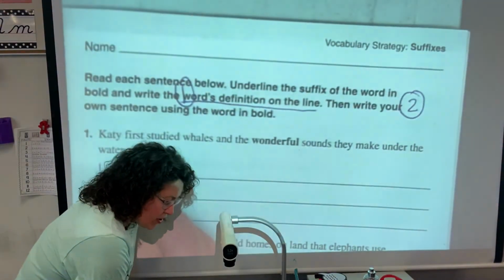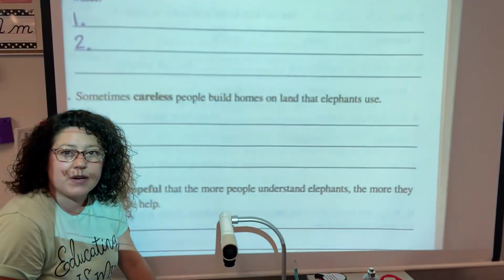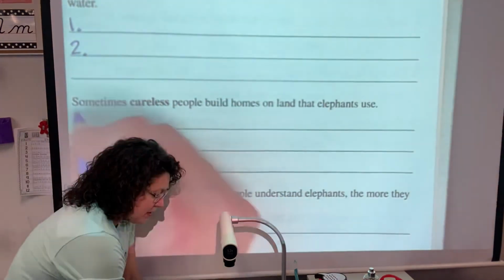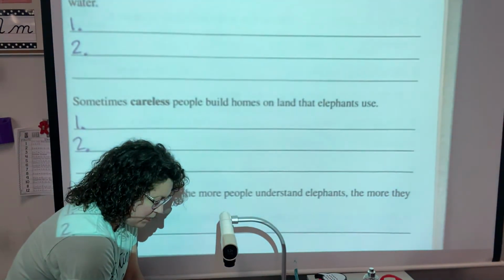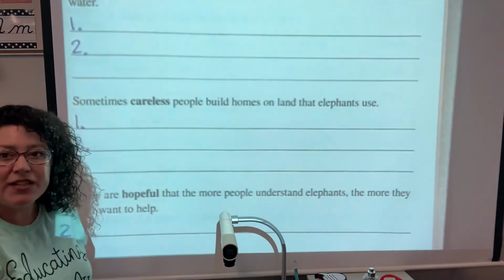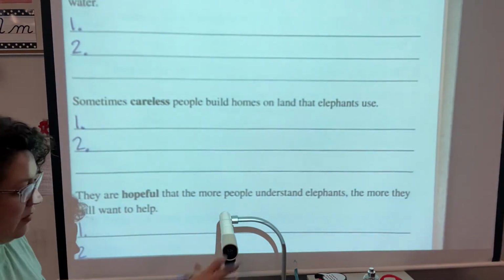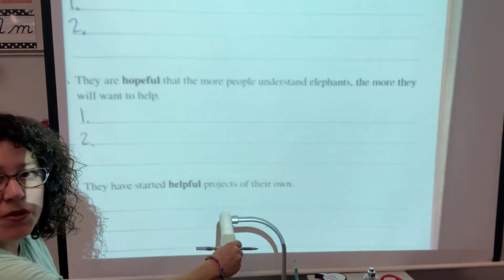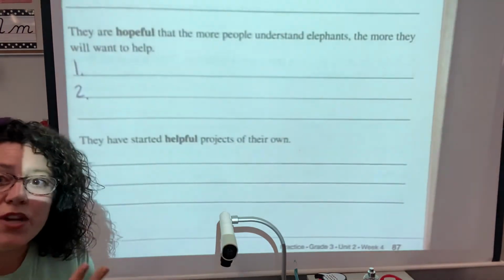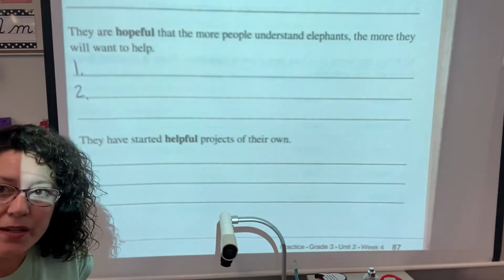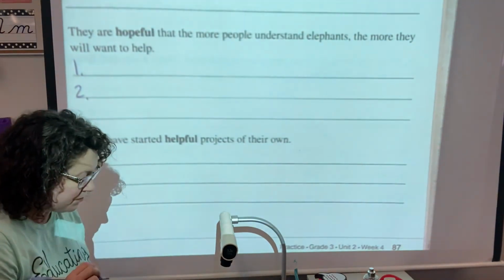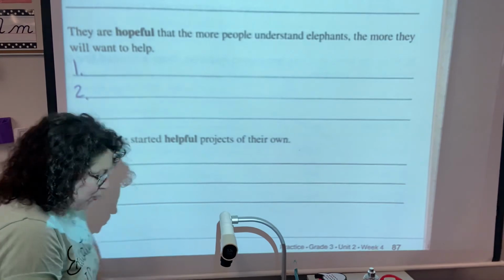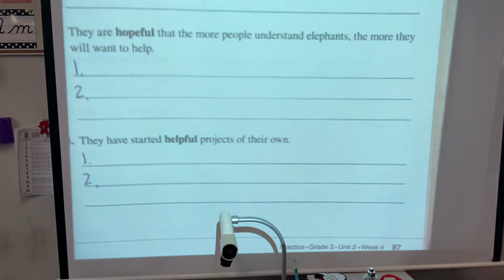1, 2. Go ahead and label your paper so you make sure you do everything. Number 1, number 2. Label each number 1, 2. So you know you have 2 jobs to do on each question, okay? So the word's definition, and then using it in a sentence.